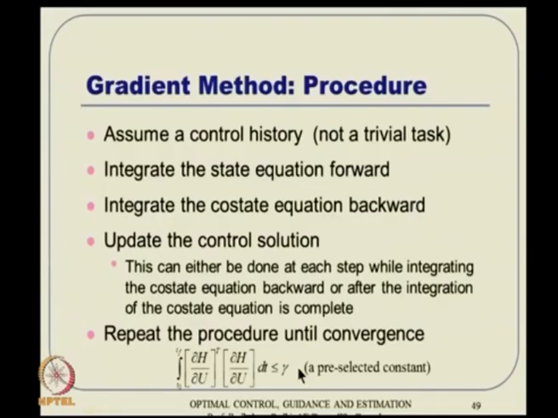This can be done in two ways actually. It can be done at each step while integrating the co-state equation backward, or after integrating the entire co-state equation from Tf to T naught, and then you can update the control history, all the control history from T naught to Tf, in one go. Alright, so this procedure needs to be repeated until convergence, and that is what the gradient method is actually.